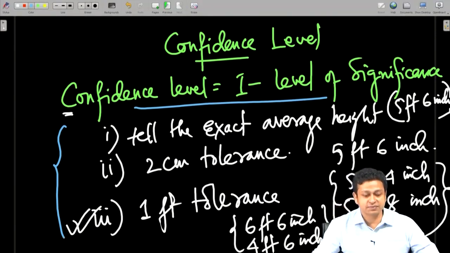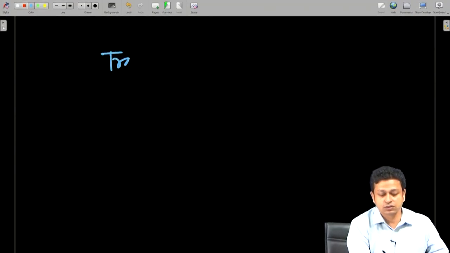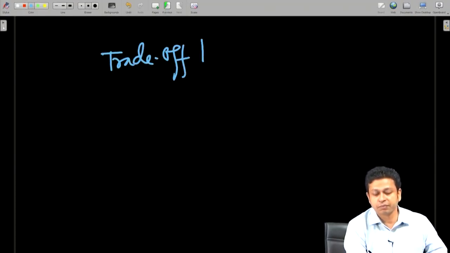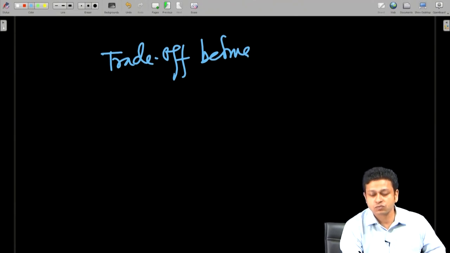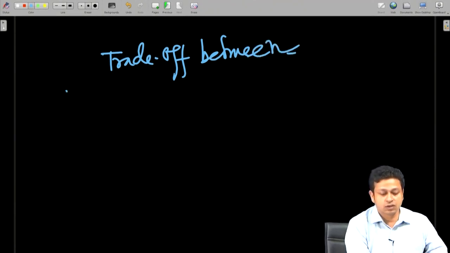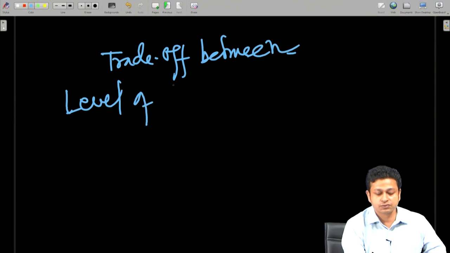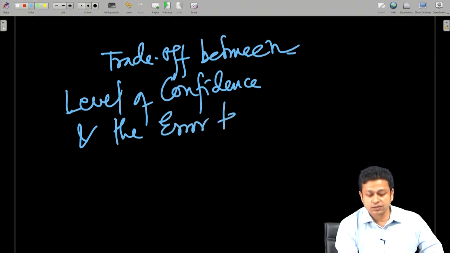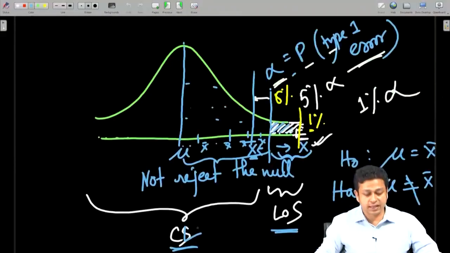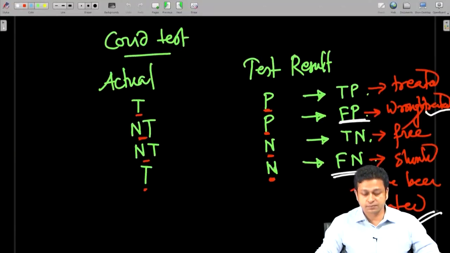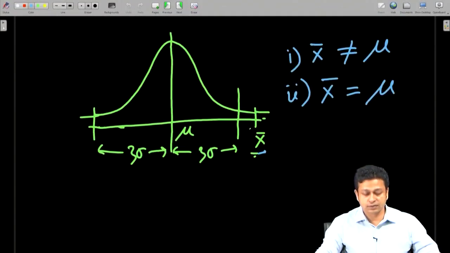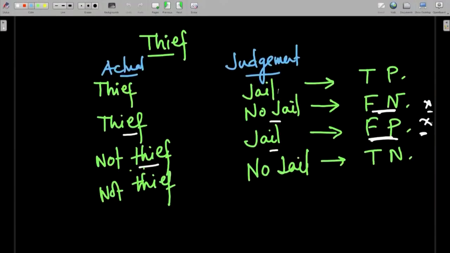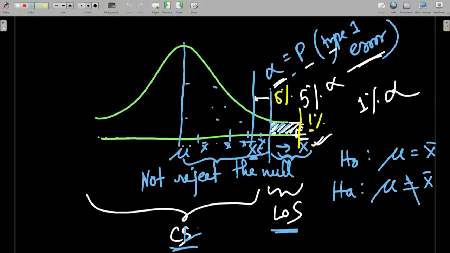The trade off is between level of confidence and the error term. Okay. So if I go back to the previous diagram, let me see which one I can show. Let us see this one.